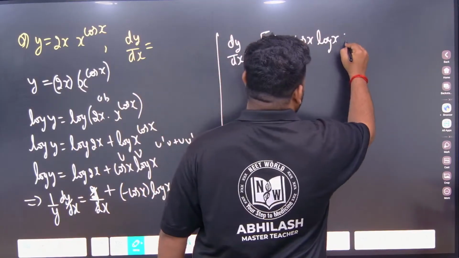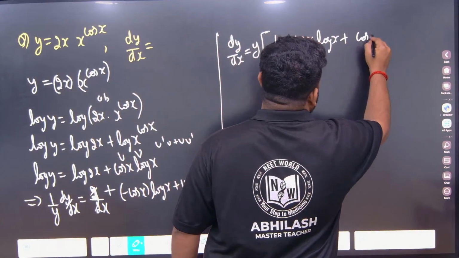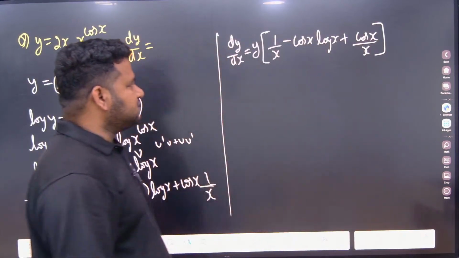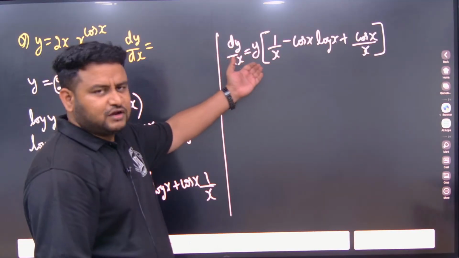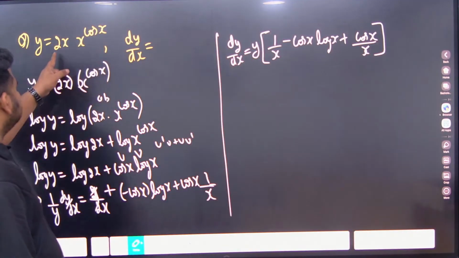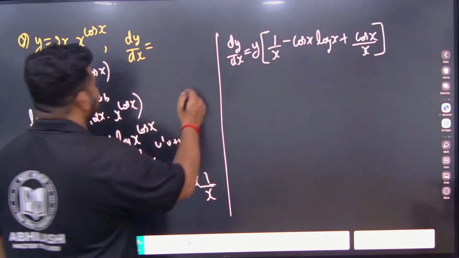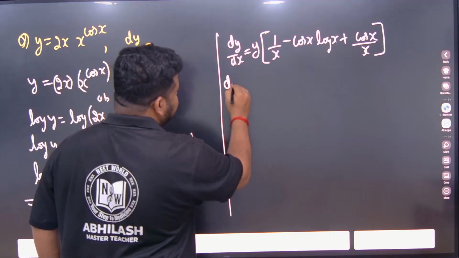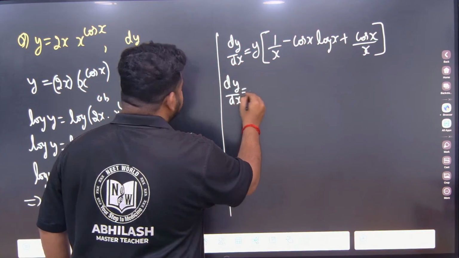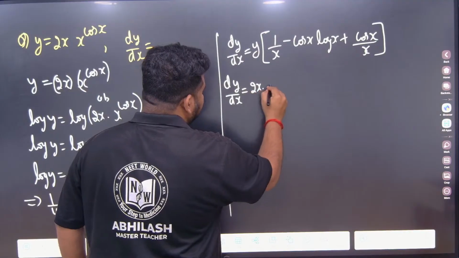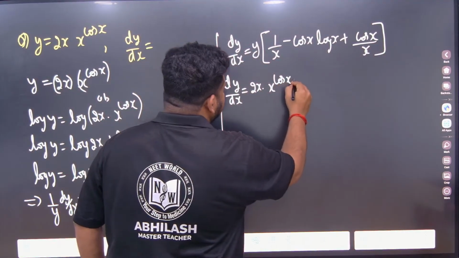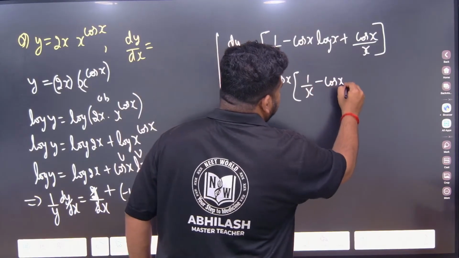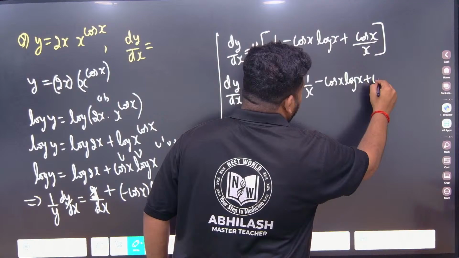Plus what is that we are having? Plus cos x by x. This is what we are having. So this is the final answer, but you can still put the value for y. y is nothing but 2x into x power cos x. Put the value of y here, because y is whatever is given in the question itself. Put that value, dy by dx will be equal to 2x into x power cos x into (1 by x minus cos x log x plus cos x by x).